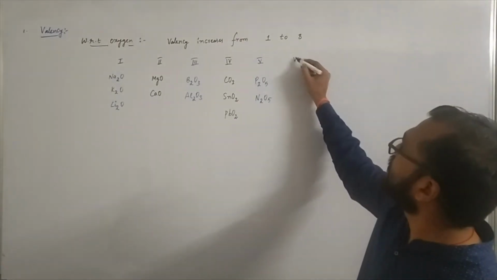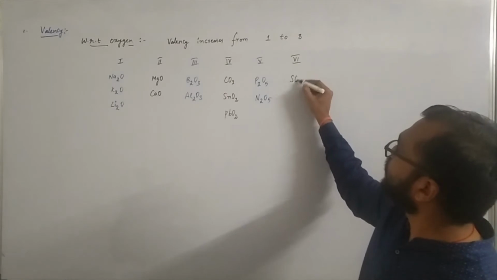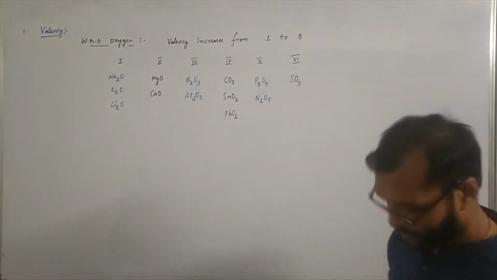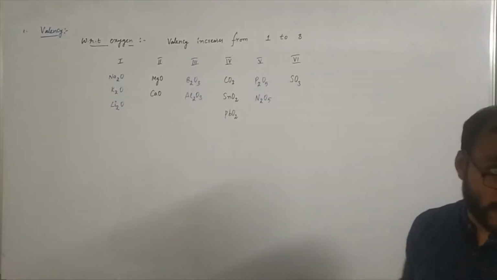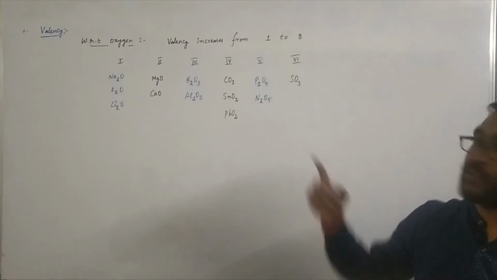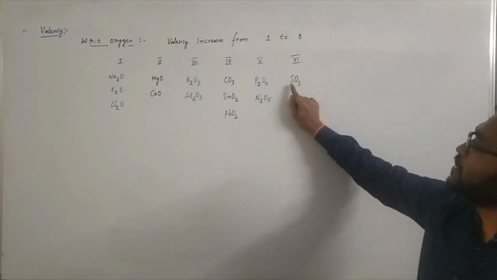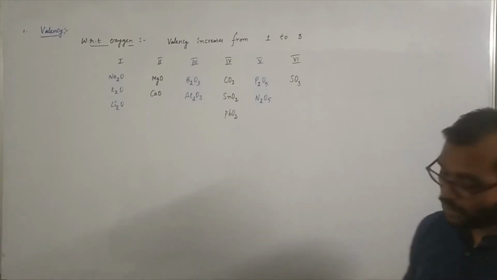Next, 6th, sulfur, SO3. Then what is the valency? 6. Sulfur atom is having a valency of 6. That is 3 oxygens, each oxygen is having valency 2. So total 3 2s are 6. To satisfy 6, how many elements are required? Only 1. So valency is 6 for each sulfur.